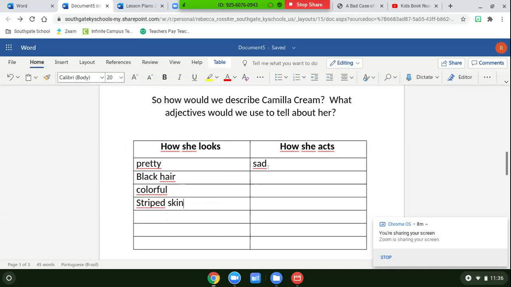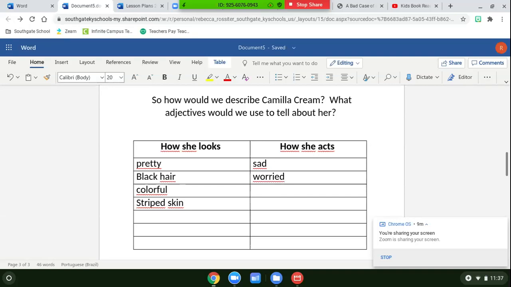So over here, how she acts. If I think of any more adjectives to describe how she looks, I can go back and add some more. But let's go ahead and switch over to how she acts. We know she acts kind of sad once she gets those stripes, right? She's really worried about how people will react to her and what they will think about her. So how could we describe that, I wonder? Like she's worried. I guess we could have that as an adjective. We would say worried Camilla Cream because she's just so concerned with what other people think about her that she won't even eat lima beans.